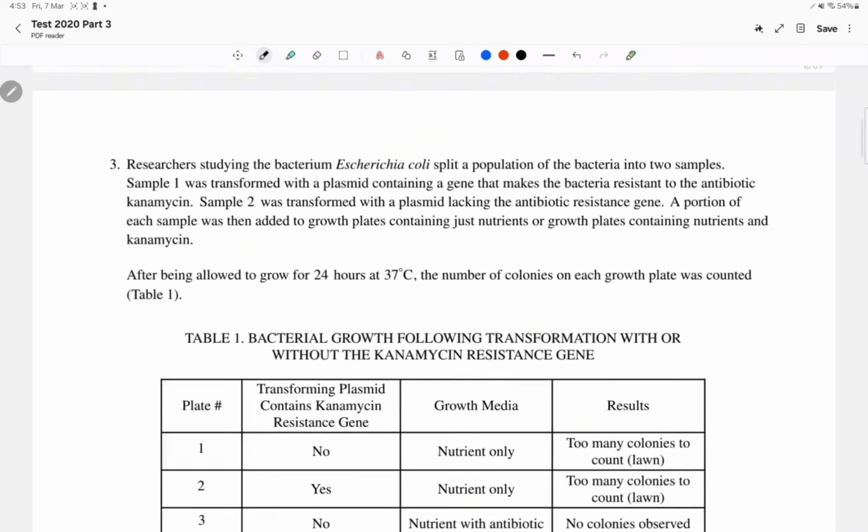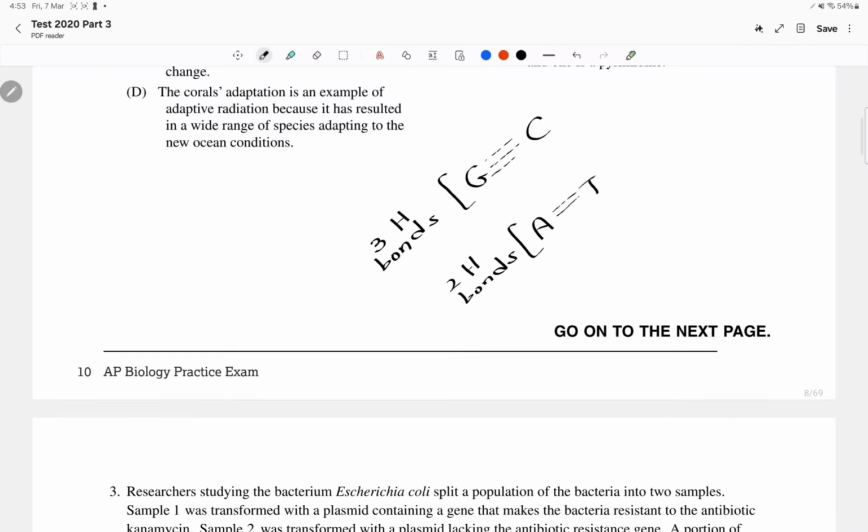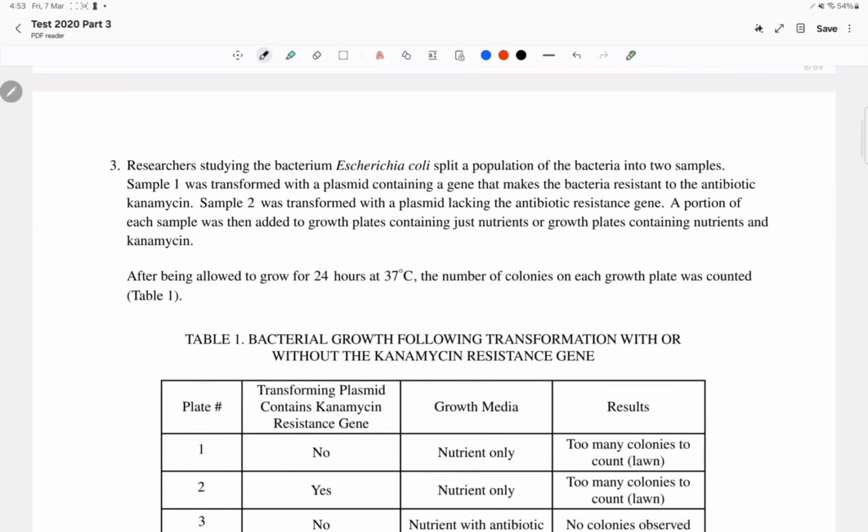So wait, they denature when they have a lot of hydrogen bonds? No, they denature less if they have more hydrogen bonds. Okay, it's okay. Researchers studying the bacterium E. coli. Just skip that. Right, let's skip it.